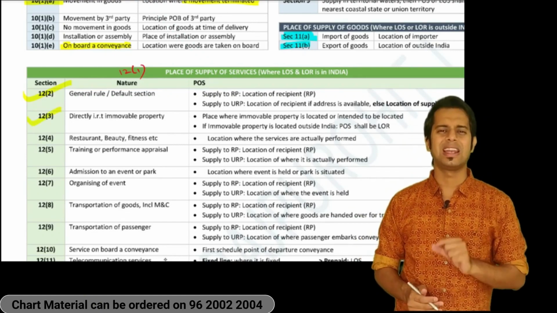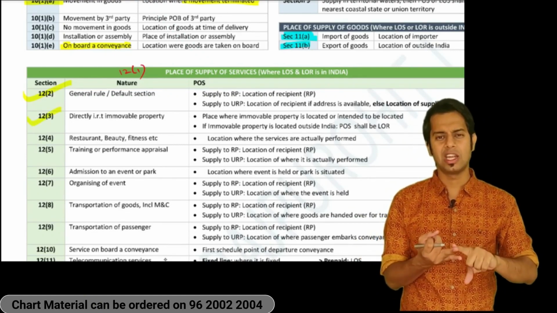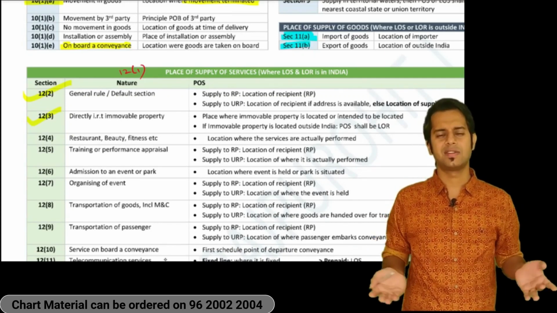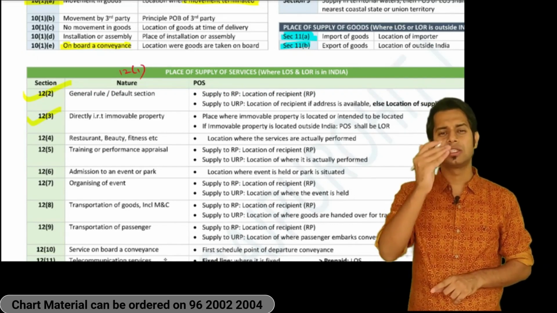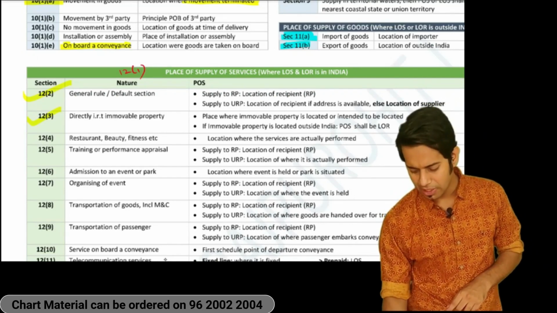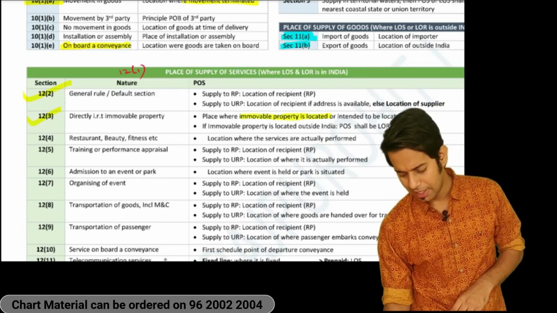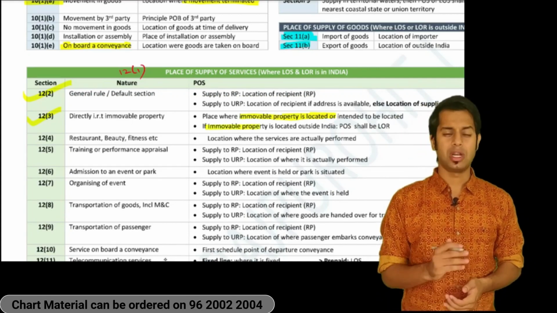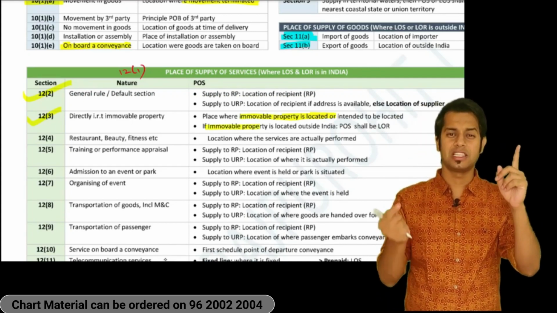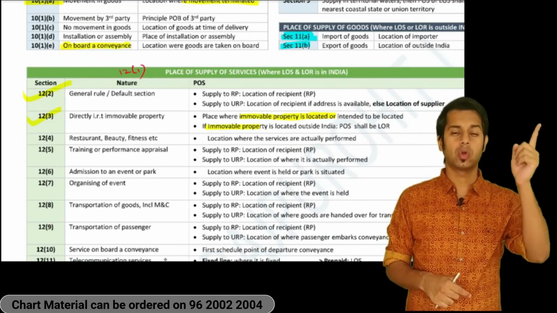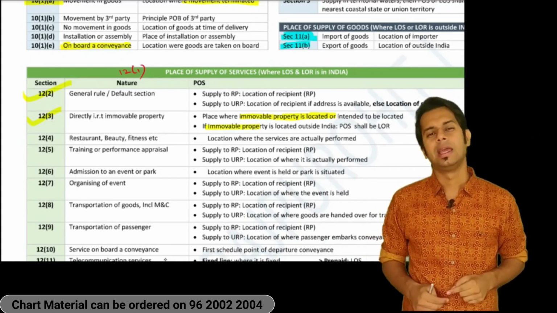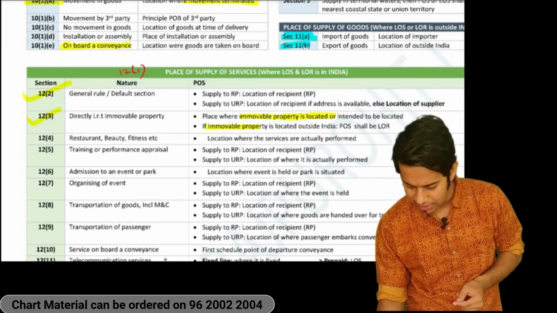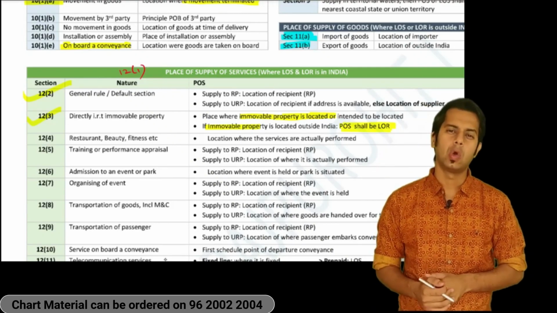Then services directly in relation to immobile property: construction of immobile property, renting of immobile property, renting of a hotel or guest house, renting of marriage halls, etc., or any ancillary services such as interior design or architecture services. For all these services directly in relation to immobile property, the place of supply will be the place where the immobile property is located or intended to be located. Sir, what if the immobile property is located outside India and the supplier and the recipient both are in India? In such cases, the place of supply will be the location of the recipient.